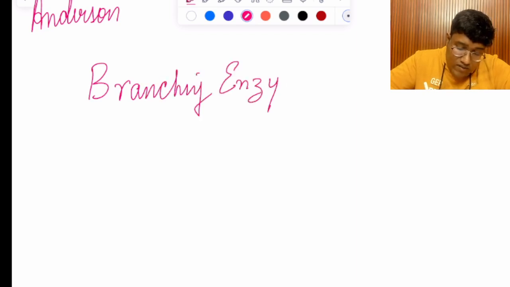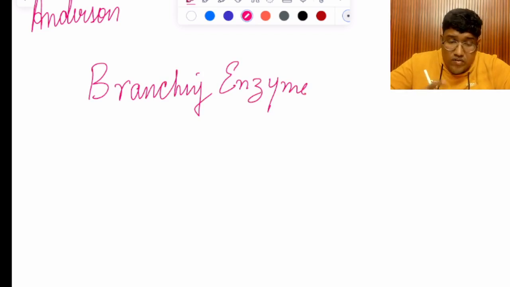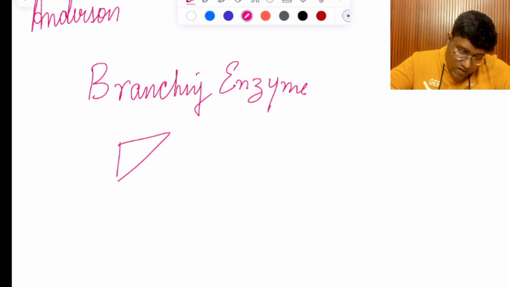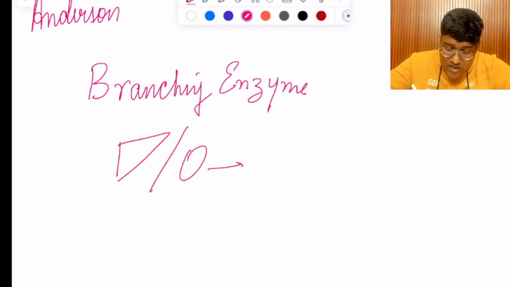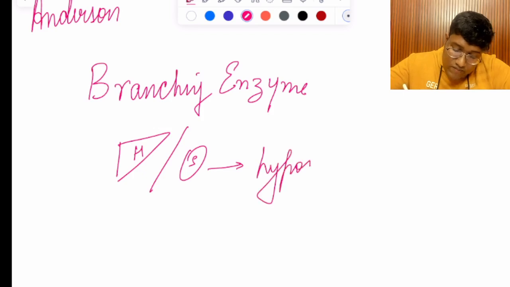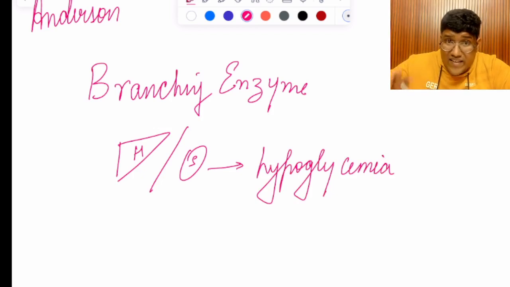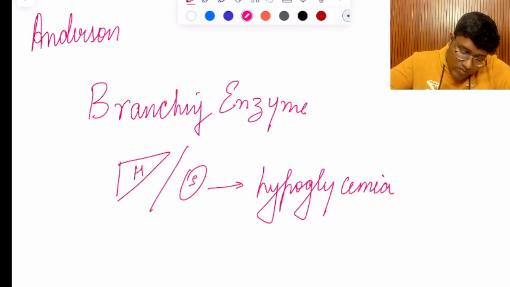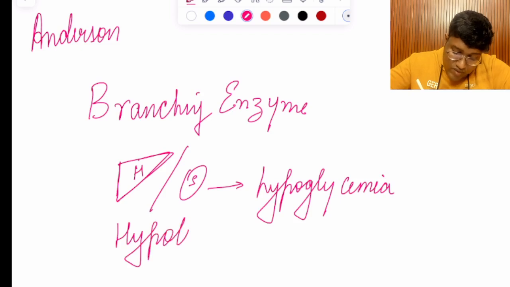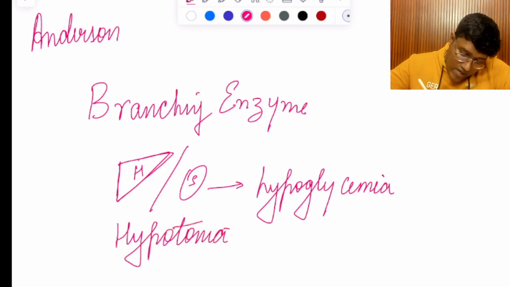And what you see over here is there's going to be hepatosplenomegaly. This stands for liver, this stands for spleen. So hepatosplenomegaly, and you do see hypoglycemia late in their childhood. So this is what is in Anderson. It occurs late, this hepatosplenomegaly symptom. Also remember, these kids are going to have a little bit of Pompe's also, that is hypotonia and cardiomyopathy.